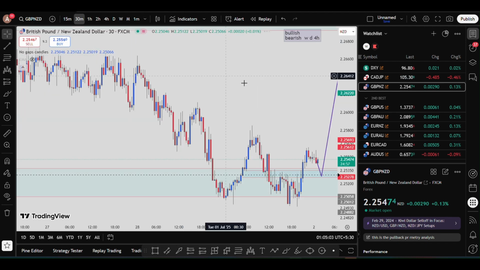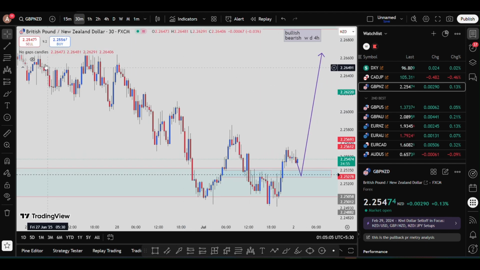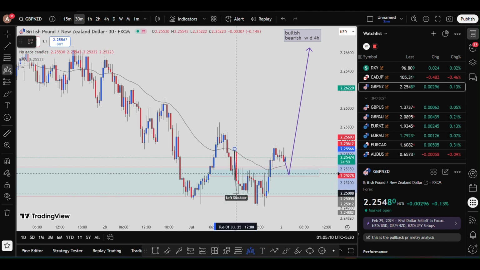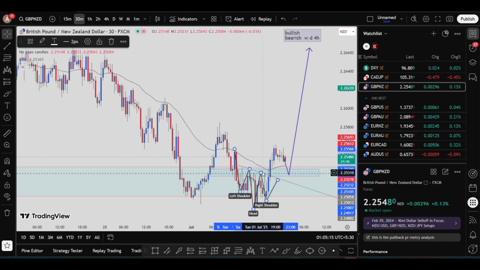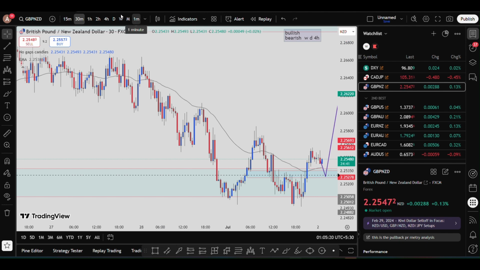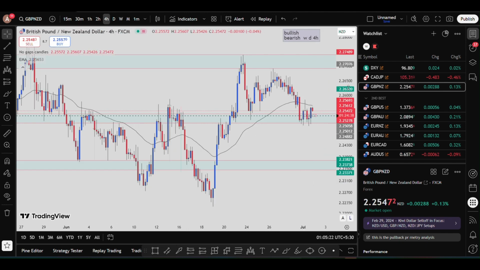But yeah, we are waiting for any sort of good confirmation, like this head and shoulder pattern right over here on the 30-minute time frame, left shoulder and right shoulder pattern. If it breaks the neckline, then we can plan for some sort of buy trade. It's quite a risky trade. Let us see what happens.